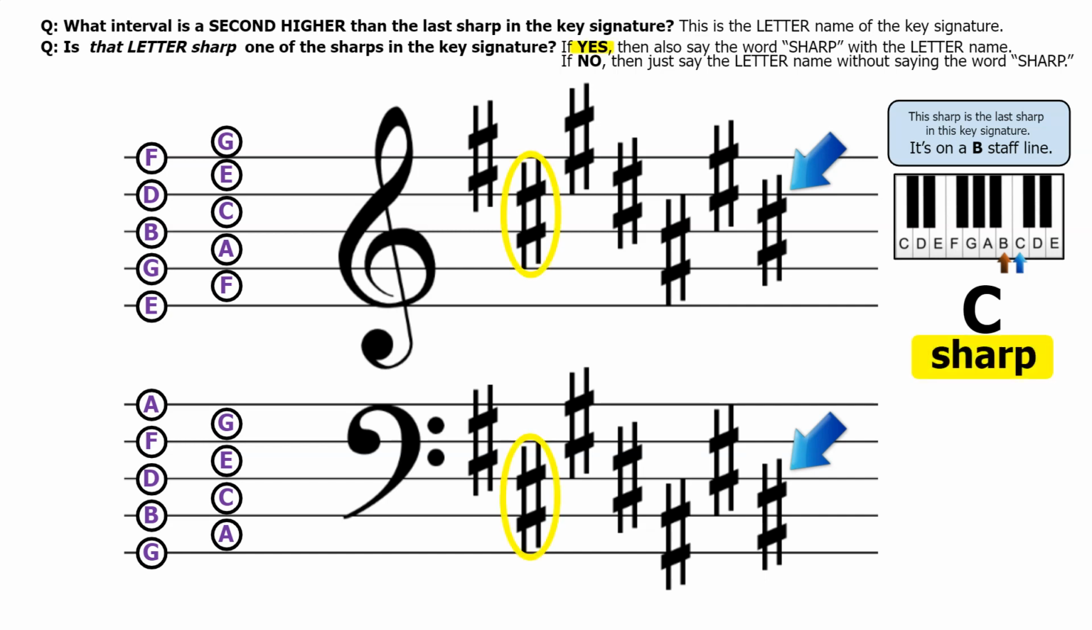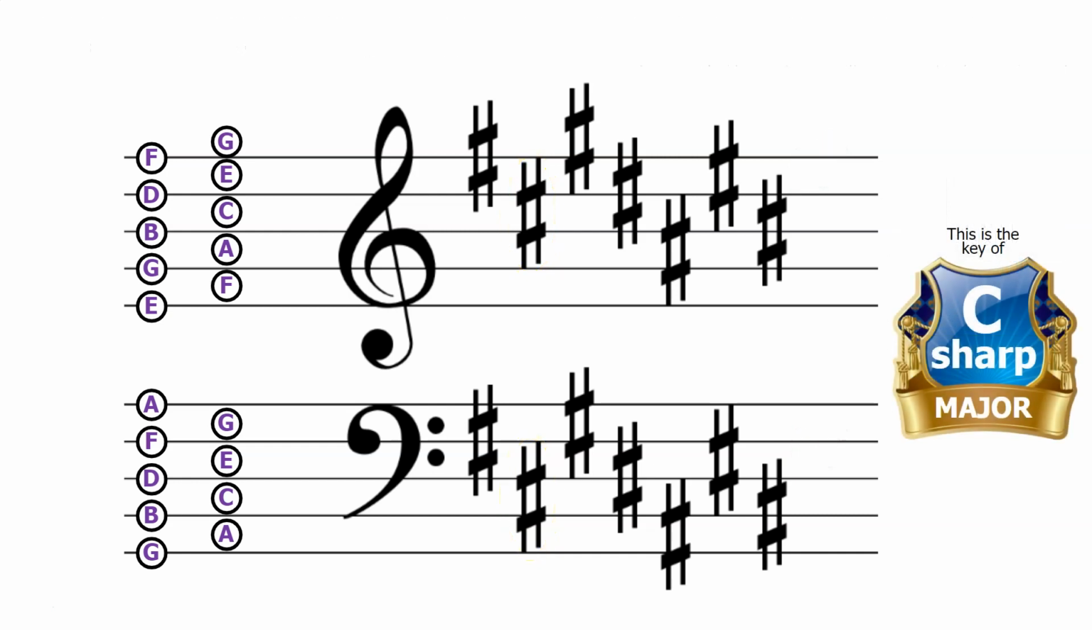Yes, there it is. And you can tell because it's on the C space of the staff. And since there's a C sharp in the key signature, now we do also say the word sharp with this key signature name. Everybody, this is the key signature of C sharp major.